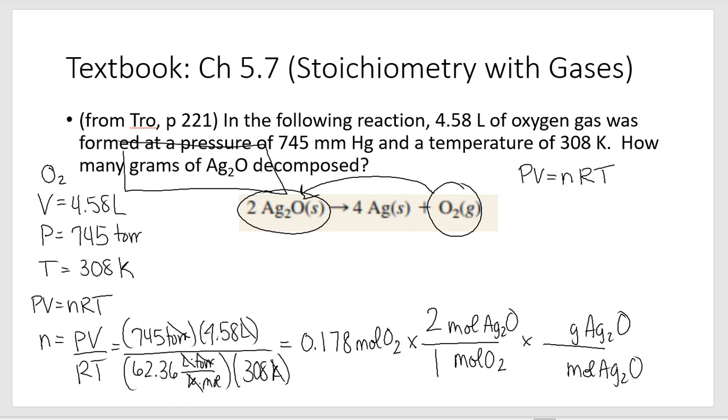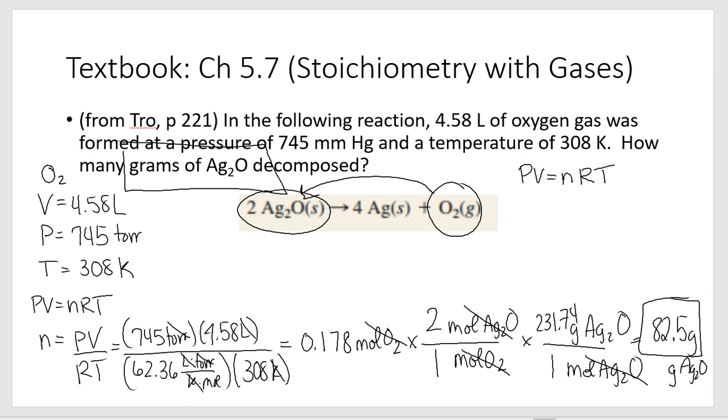Whenever I go from moles to grams or grams to moles, I'm going to look at the periodic table, and when I add up all these masses, it tells me that 1 mole of silver oxide weighs 231.74. That's kind of heavy. If I go through and check my units, moles oxygen cancels out, moles silver oxide cancels out. I'm left with an answer that has units of grams silver oxide, and if I plug that in my calculator, I get 82.5 grams, and that looks like the appropriate number of sig figs here.